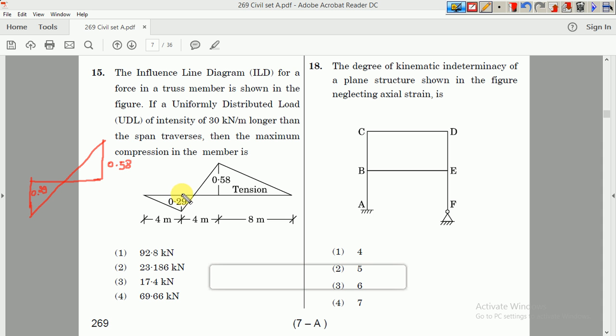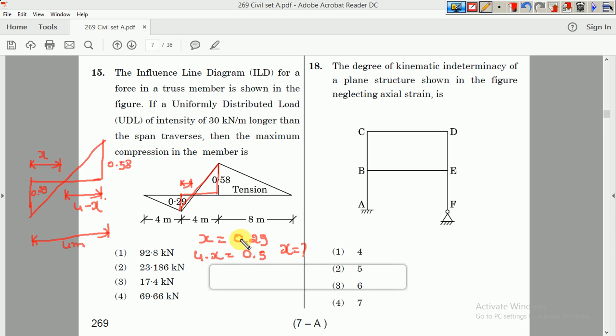Similar triangles, I had just written this here. This is 0.58 and this is 0.29. So what is this distance? They have given 4 meters, but I need to find this distance from here to here. So the total distance is 4 meters. I'll take this as x and this as 4 minus x. By the similar triangle concept, if x corresponds to 0.29, then 4 minus x corresponds to 0.58.